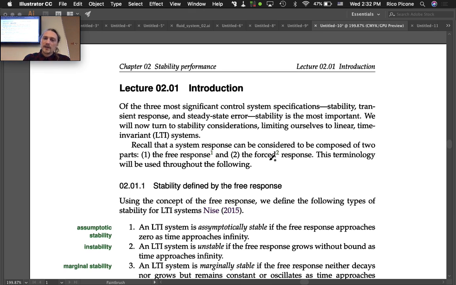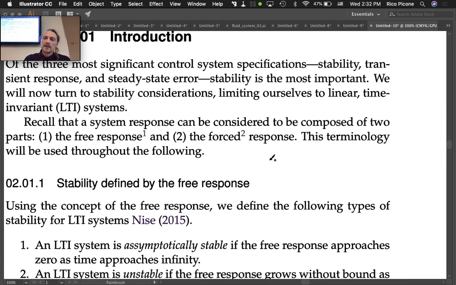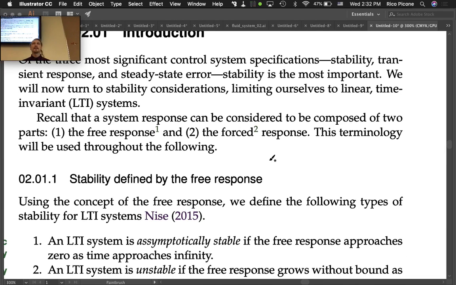We will now turn to stability considerations, limiting ourselves to LTI, linear time invariant systems, which comprise a pretty large class of systems that can be approximated as being linear and time invariant. Recall that a system response can be considered to be composed of two parts: the free response, which is due to the initial conditions, and the forced response, which is due to the input, the forcing of the system. This terminology will be used throughout the following, so keep that in mind.